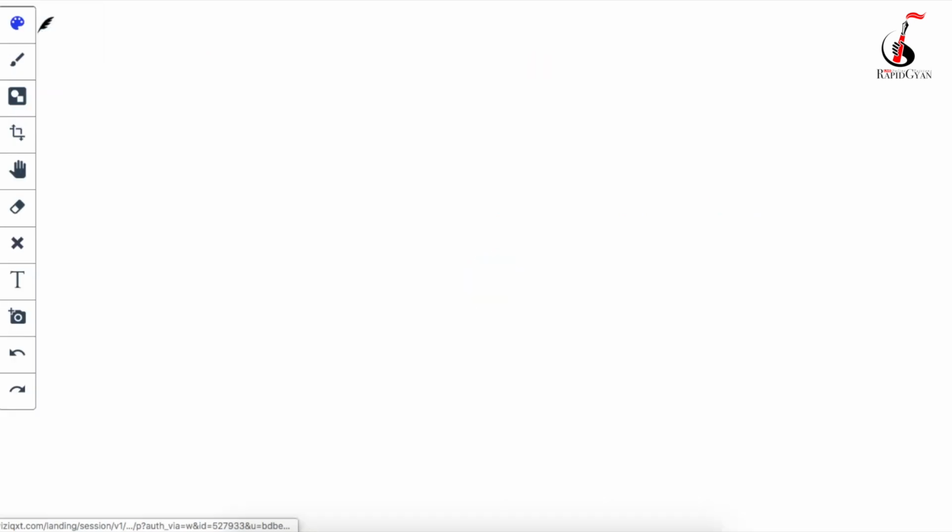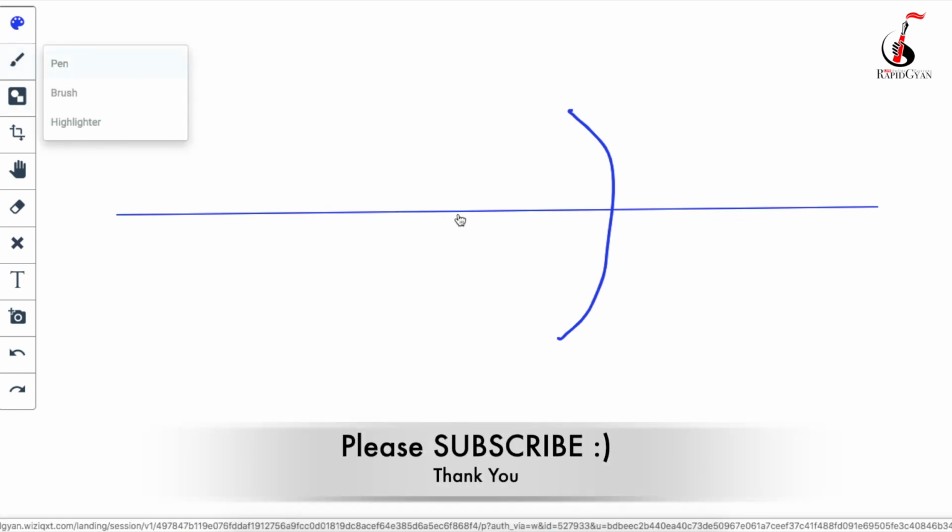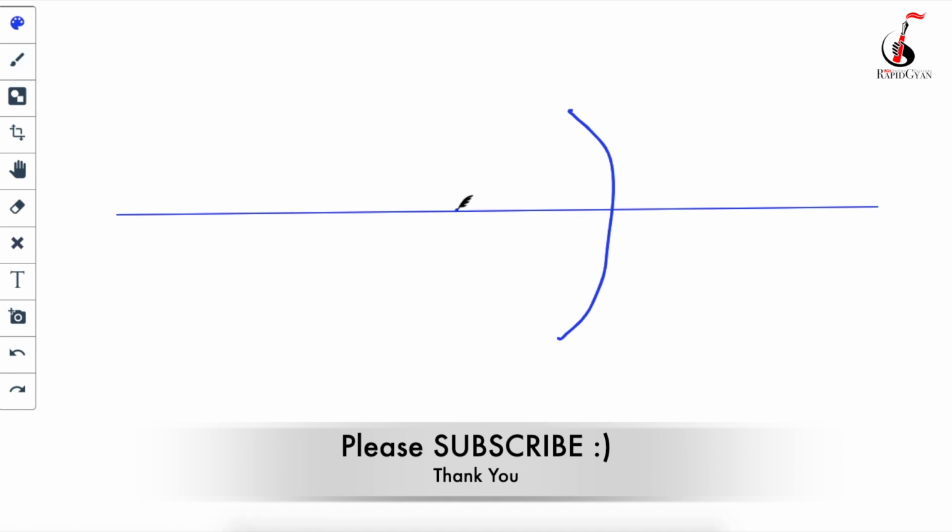So let me go to the whiteboard. So I'm going to draw your mirror. So this is your mirror. Okay, and I will draw the principal axis. So this is your principal axis. Now I will mark the positions. So this one is your position F, this one is your position C, this one is your position P. Guys, watch this very carefully. And your object is somewhere here.